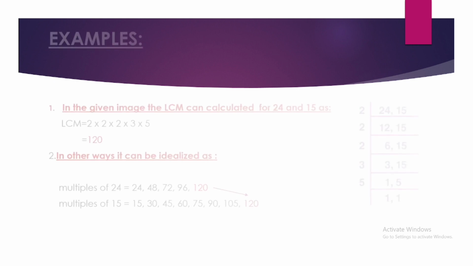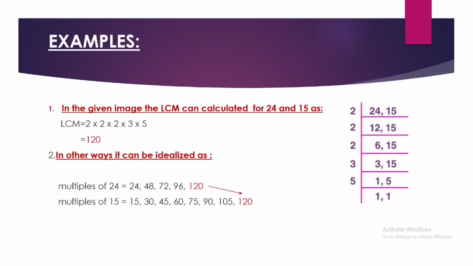If you see this example, you can get this very clearly. In the second point I have given, in other words, you can think of it intuitively. Say I took the example of 24 and 15. The multiples of 24 are 24, 48, 72, 96 and 120. The multiples of 15 are 15, 30, 45, 60, 75, 90, 105 and 120.